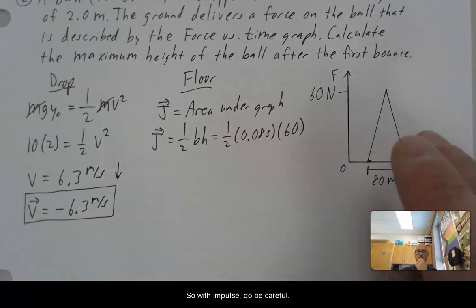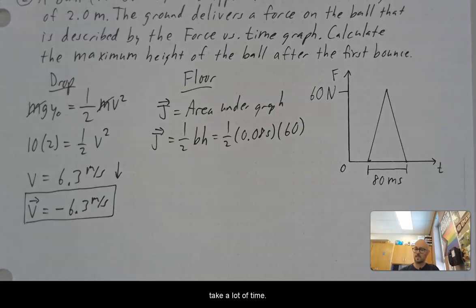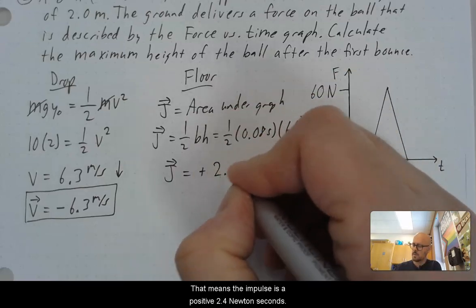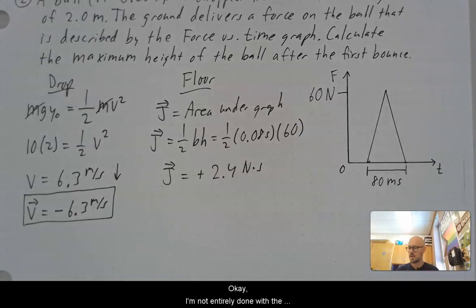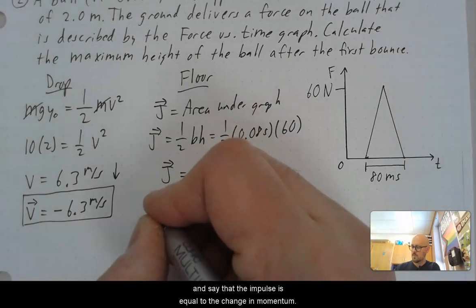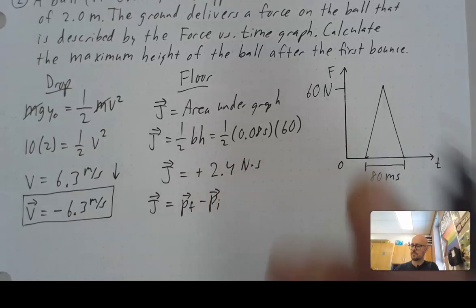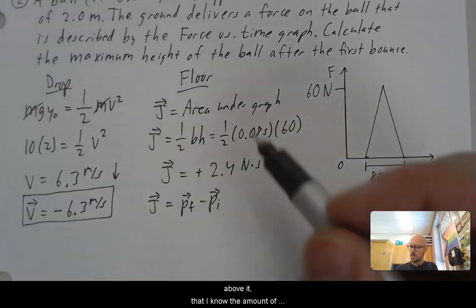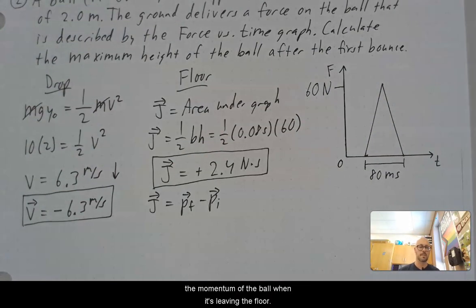And then the maximum force is 60 newtons. So with impulse, do be careful. We use the millisecond unit a lot because collisions don't take a lot of time. That means the impulse is a positive 2.4 newton seconds. Okay, I'm not entirely done with the floor yet, so I'm going to continue on and say that the impulse is equal to the change in momentum. And so here's where this problem is similar to the one above it: I know the amount of impulse and I can use it to figure out the momentum of the ball when it's leaving the floor.